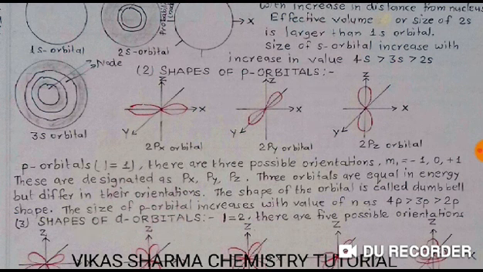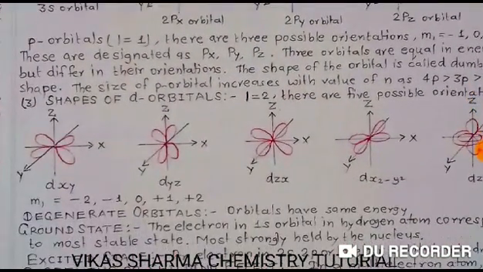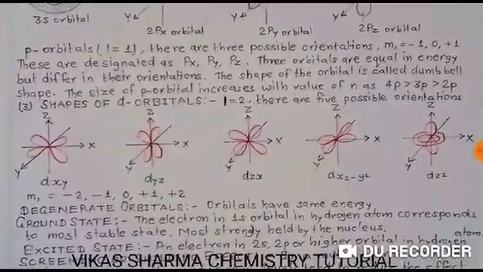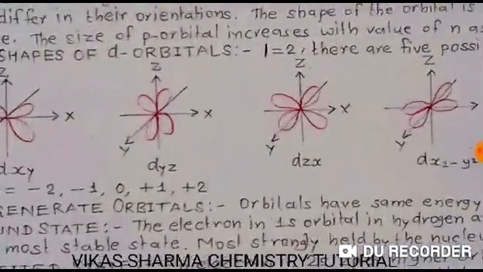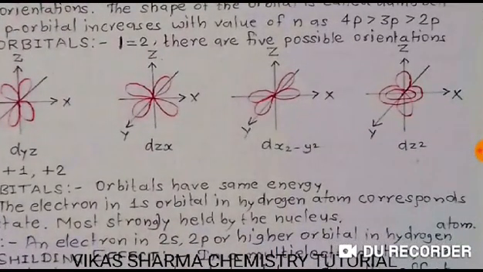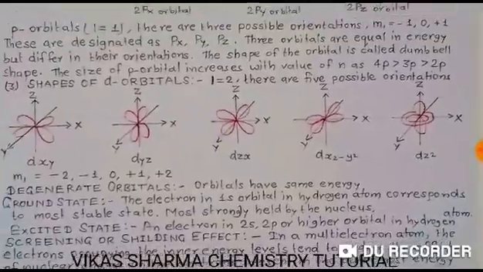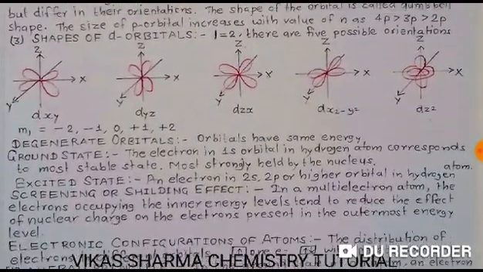The size of p orbital increases with the value of n. Means 4p, where 4 is the higher shell. 4p has greater energy than 2p. Students, the next is shape of d orbitals. l is equal to 2. There are 5 possible orientations: dxy, dyz, dzx, dx square minus y square, and dz square. These are degenerate orbitals, orbitals having the same energy.